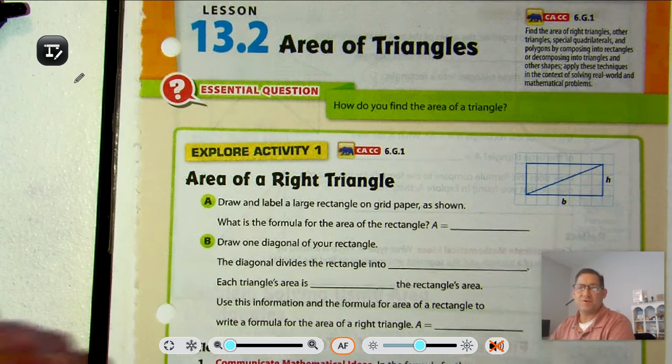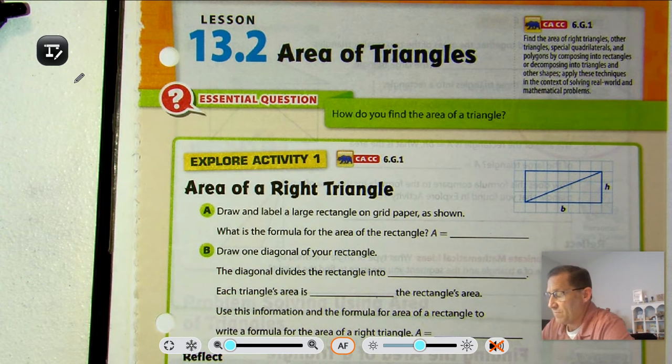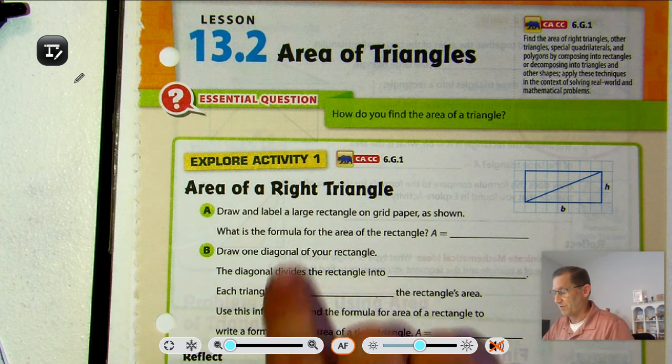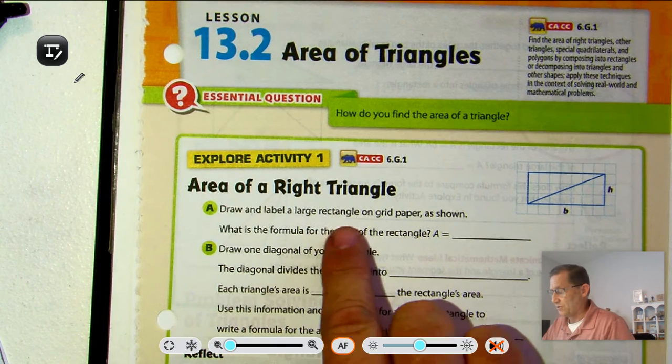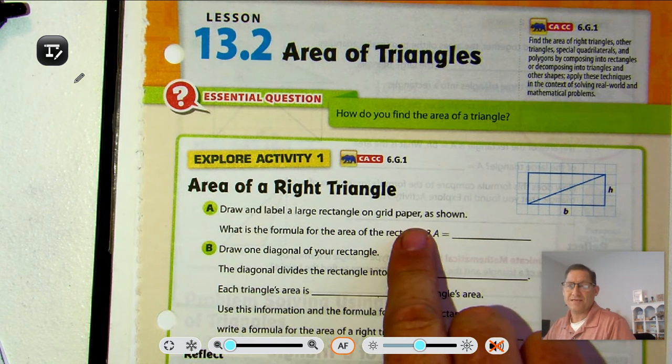Hello, everybody. So we're going to continue with sixth grade module 13, lesson 13.2, area of triangles. And basically, you need to be able to explain at the end of the lesson, how do we find the area of a triangle? So in the explore activity today, you're going to draw and label a large rectangle on grid paper as shown.